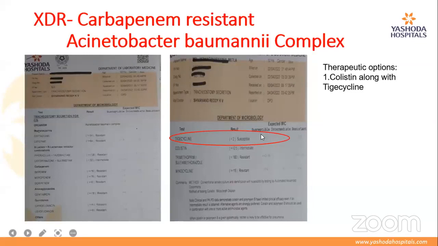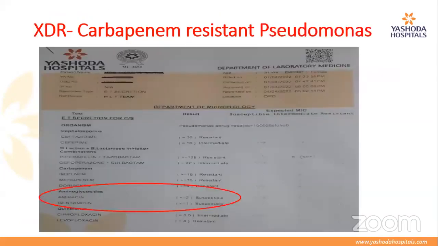Coming to methicillin-sensitive Staphylococcus aureus. Here in this blood culture report, we received MSSA, that is methicillin-sensitive Staphylococcus aureus. Here two things are the markers: the cefoxitin screening should be negative for being MSSA, and oxacillin should be susceptible, less than 0.25 mg, for being a methicillin-sensitive Staphylococcus aureus.